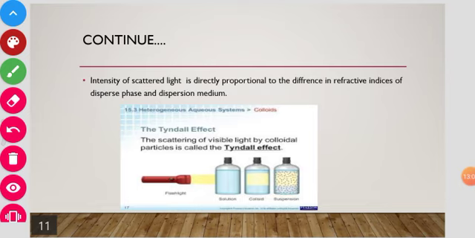By means of the following image, we can understand the Tyndall effect. As you know, the beam of light is passed throughout the colloidal solution, and the path of light is illuminated due to the presence of colloidal particles, which causes scattering of light.